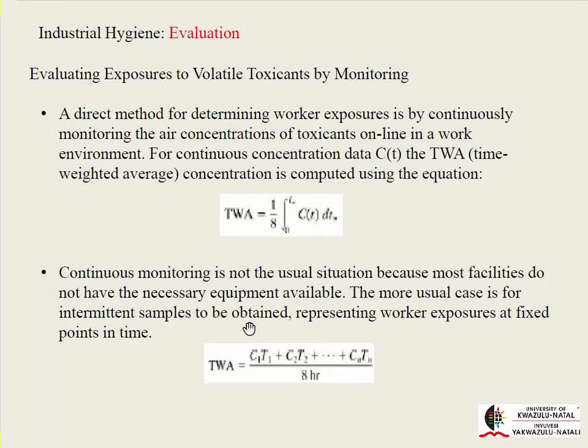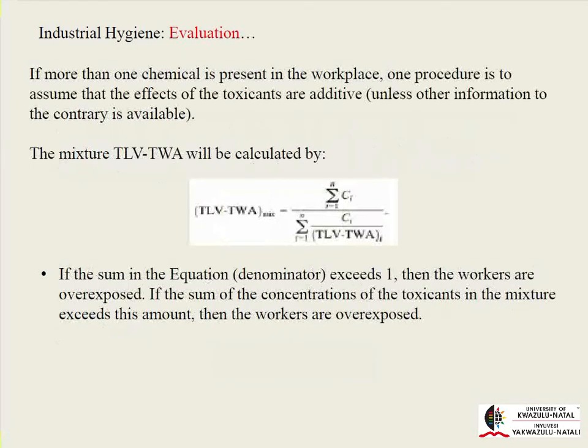Okay, now this is for a pure compound. If you have a number of compounds present in the atmosphere, for example, and you have various sensors for each compound, then you can perform studies and look at a mixture threshold limit value over a time-weighted average. Okay, and that's calculated as follows.